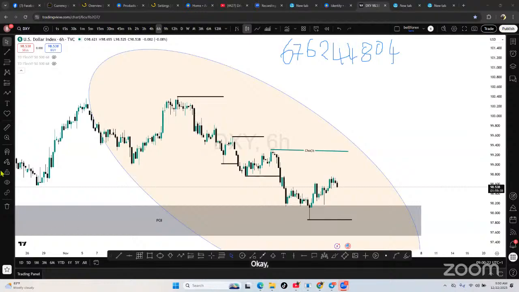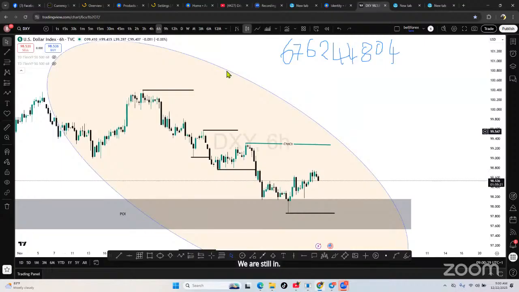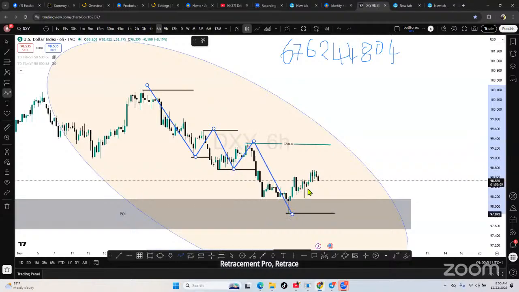Okay, Mr. Friedman, BTMM is a trading strategy that we use in our trading. It's an inducement technique that permits the market to create the liquidity that is needed to move. In this case, we are seeing that we are still in a bearish momentum on the DXY. That means we have not yet changed completely. We have here pro, retracement, pro, retracement, pro, retracement. Now it's like you want to move to a sell.